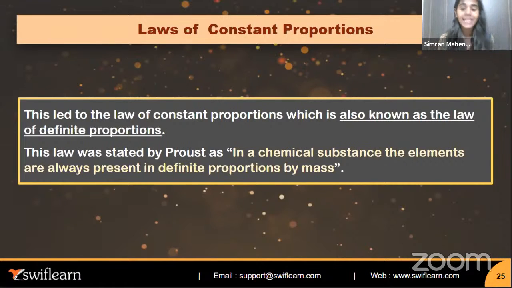Now what did the law state? It stated that in a chemical substance, the elements are always present in definite proportion by mass. That is, H2O is always definite, right? The mass ratio is 1 is to 8, which is always constant or definite. Yes or no? It is also called Proust's law. Okay, so once again I'm repeating it: in a chemical substance, the elements are always present in definite proportion by mass. Clear?